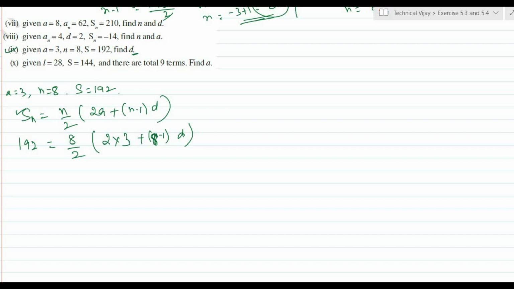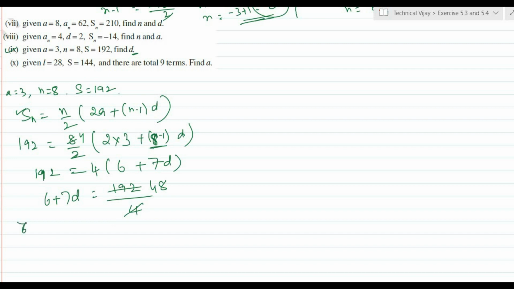So here 8 by 2 is 4. 192 = 4 × (6 + 7d), since 8 − 1 is 7. So 6 + 7d = 192 divided by 4. 4 1s are 4, 4 4s are 16, 4 8s are 32. So 6 + 7d = 48. So 7d = 48 − 6, so 7d = 42. So d = 42 divided by 7, which is 6. So d = 6.